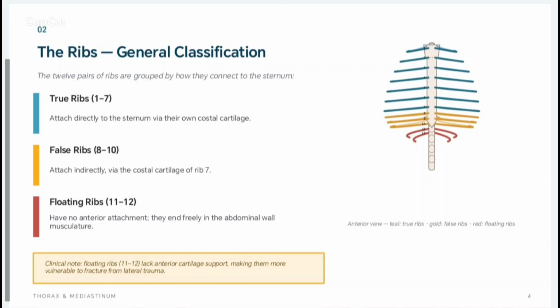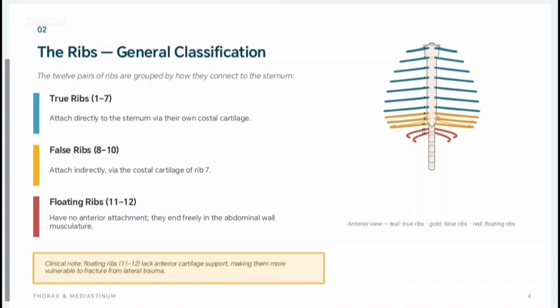Moving into the general classification of the ribs, the 12 pairs are grouped based on their anterior attachment to the sternum. The true ribs, pairs 1 through 7, attach directly to the sternum via their own individual costal cartilages. Below them, the false ribs, pairs 8 through 10, attach indirectly. Their cartilages actually fuse with the cartilage of rib 7. Finally, we have the floating ribs, pairs 11 and 12. These have no anterior attachment at all and end freely within the abdominal wall musculature.